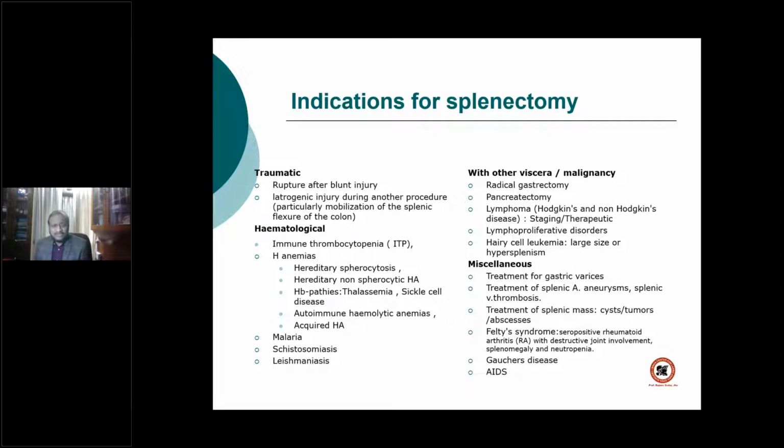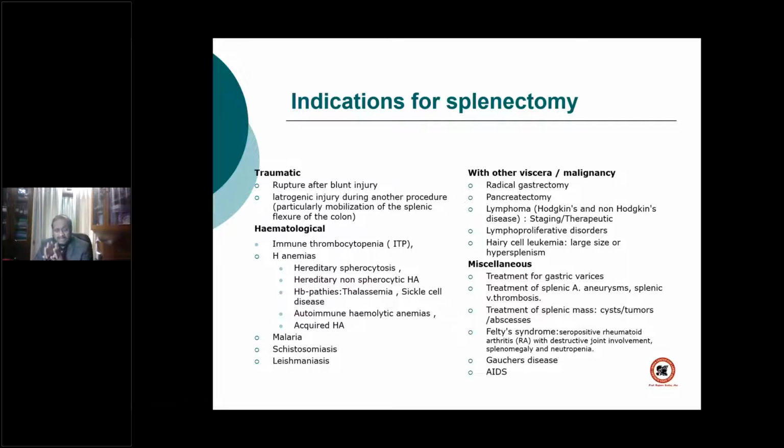Then coming to the hemolytic anemias, you can have any of the hemolytic anemias. We'll talk about the classification later on. So that forms another important indication for a hematological condition where splenectomy may be required. Spherocytosis, non-spherocytic, hemoglobinopathies, thalassemia, sickle cell, autoimmune, acquired, and all these hemolytic anemias.